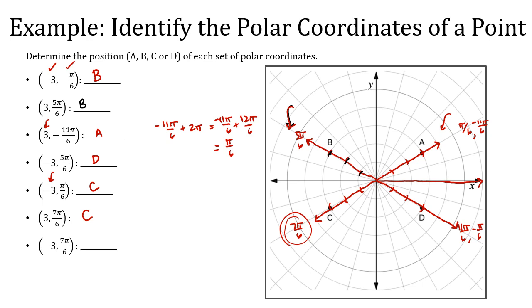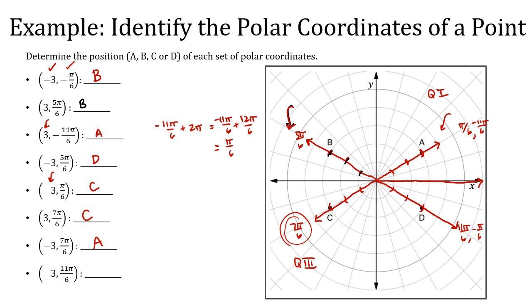How about -3, 7 pi over 6? So we know we're still sitting at 7 pi over 6, but now we have a -3, so we're going to move from the third quadrant, quadrant 3, across to quadrant 1. And so that's going to put me in the same location as point A. Let's keep going.